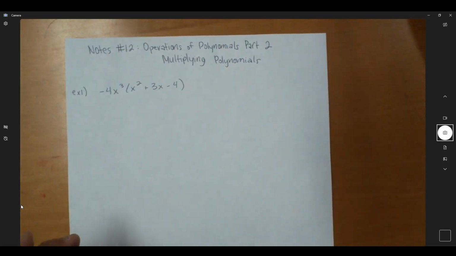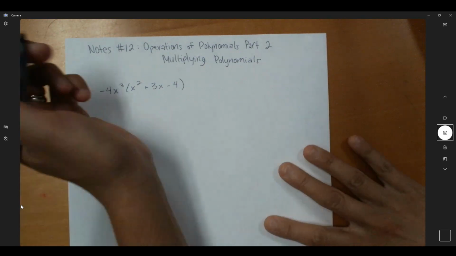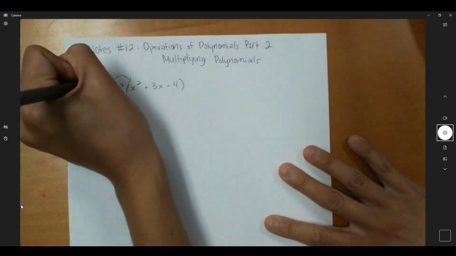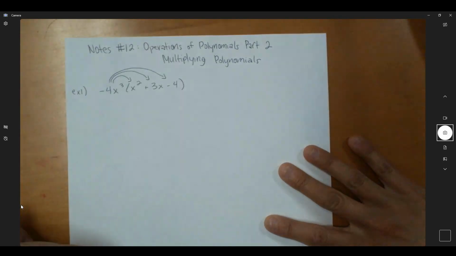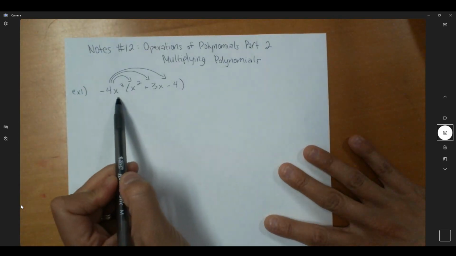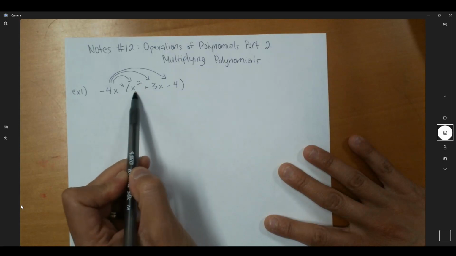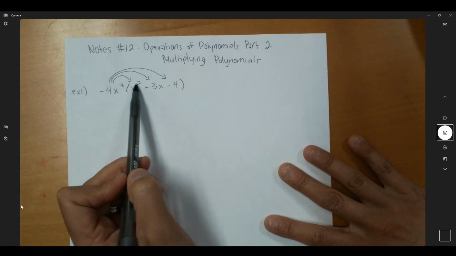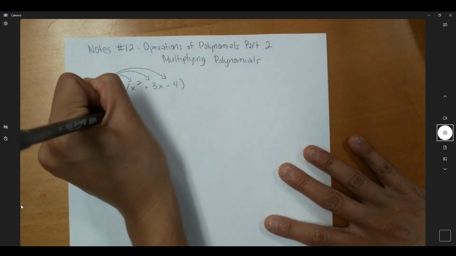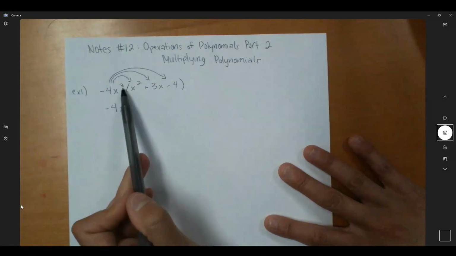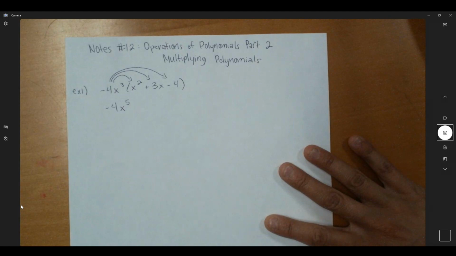All right, so we can distribute that negative 4x to the third power to everything inside of the parentheses. So the first thing would be negative 4x cubed times x squared. So remember, when you're multiplying the same base, you add the exponents. So this first term would be negative 4x to the fifth power because 3 plus 2 is 5.